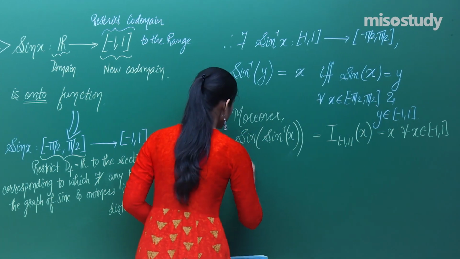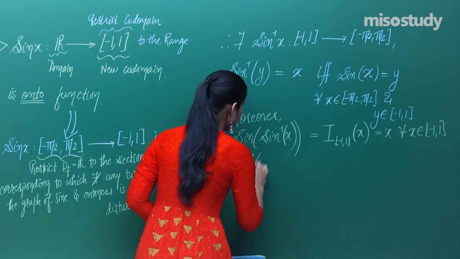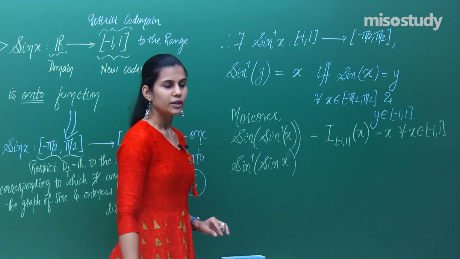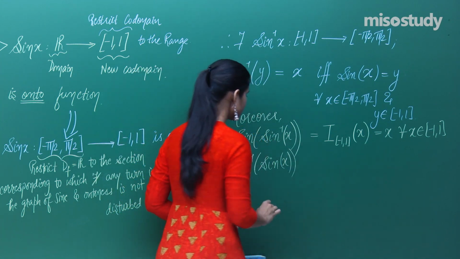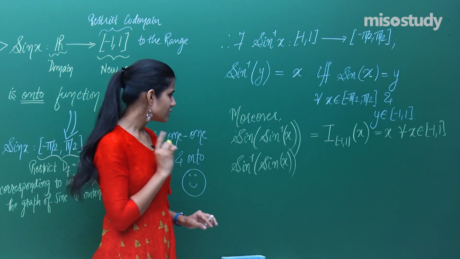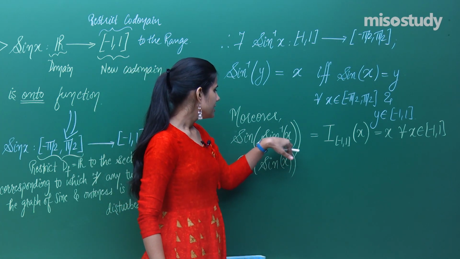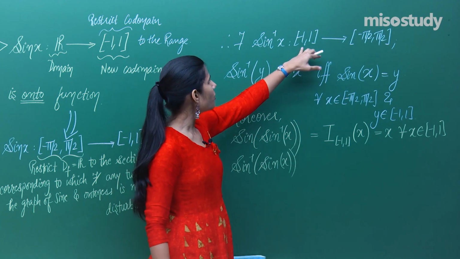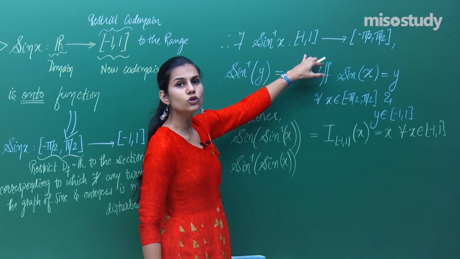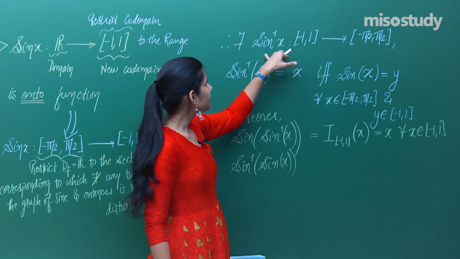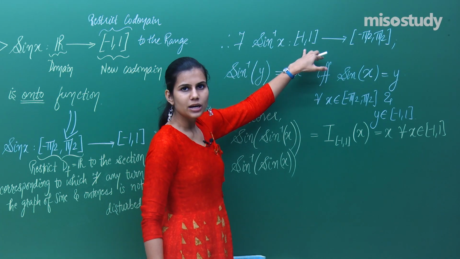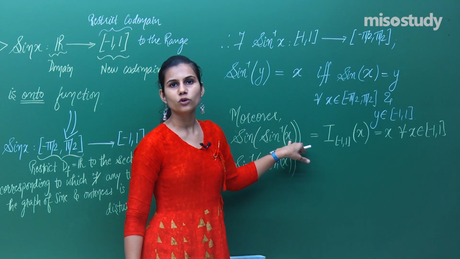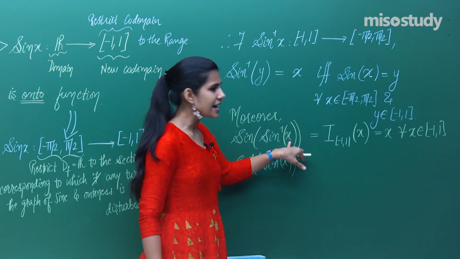And similarly, when I talk about sine inverse of sine x, what is this? See, like this also you can understand. Sine inverse is going to act upon only members coming from the minus 1, 1 closed interval. This is the domain for sine inverse. Sine inverse can only act upon those x which are coming from the minus 1, 1 closed interval. So this x has to come from the minus 1, 1 closed interval so that sine inverse can act upon it.